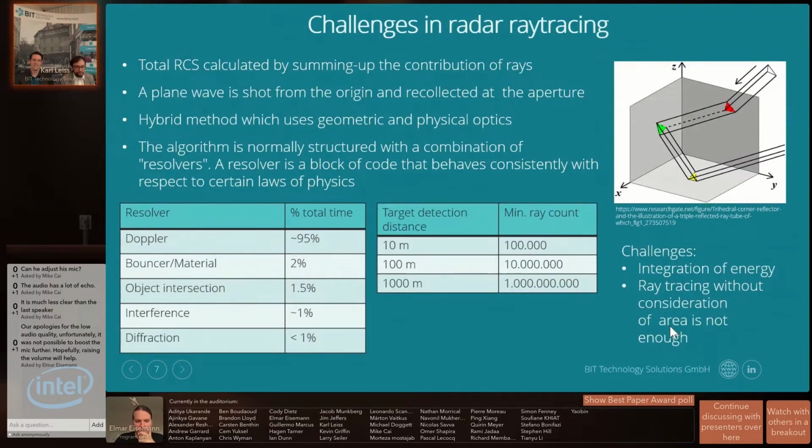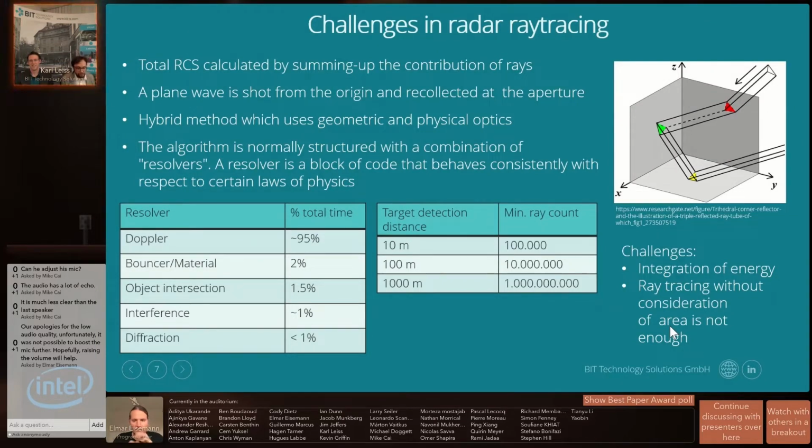Okay, previously I said that you need to deal with the Maxwell equation. There are different possibilities in literature. We found an application that we believe fits the ray tracing philosophy best. It's an asymptotic approximation which combines the features of geometric optics with physical optics.